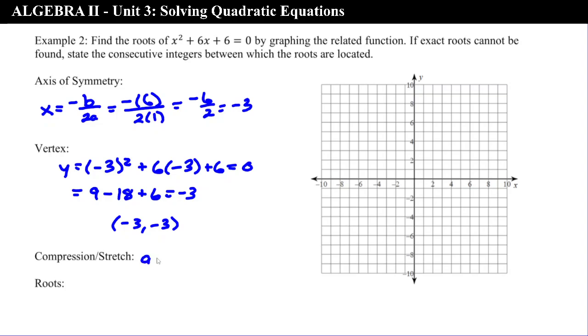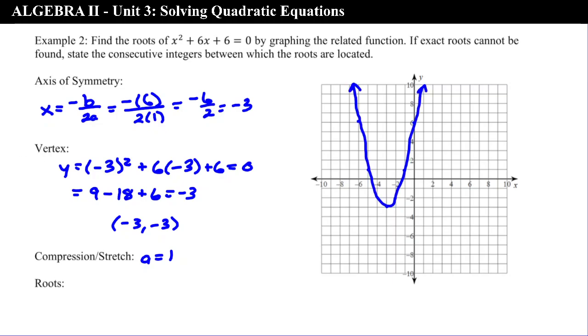Our a, again, looking at that front term, is 1. And so we're going to start at negative 3, negative 3. We'll plot a point there. And then we're going to go over 1, up 1, since we're standard here. Over 2, up 4. Over 3, up 9. And we can reflect that across our axis of symmetry. And then we'll draw our parabola.